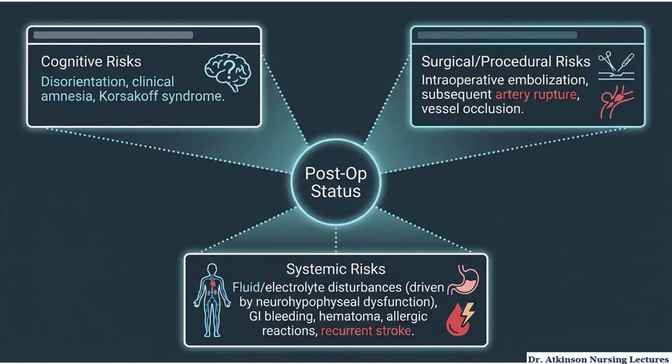From a nursing perspective, this is why trending matters so much. One isolated blood pressure or one slightly abnormal neurocheck may not seem dramatic alone, but patterns tell the story. You are constantly asking yourself, is the patient more confused? Are they more drowsy? Is the sodium dropping? Is the headache worsening? Are they becoming less responsive? These patients can decline fast, and early recognition is one of the biggest things that changes outcomes.